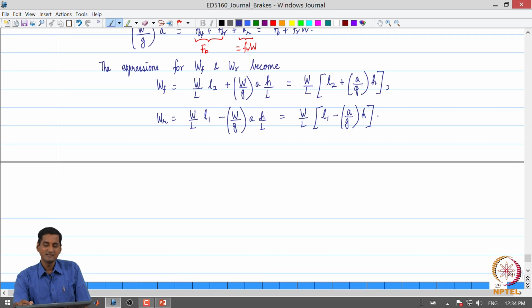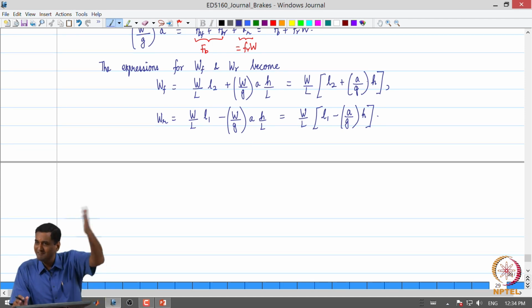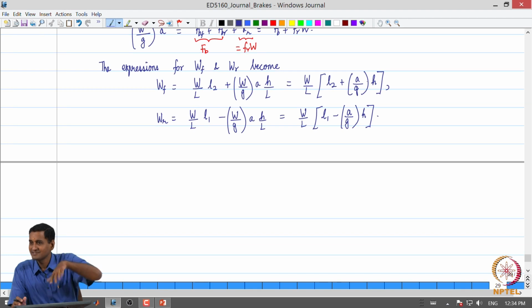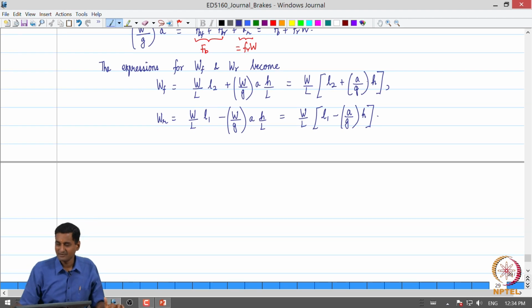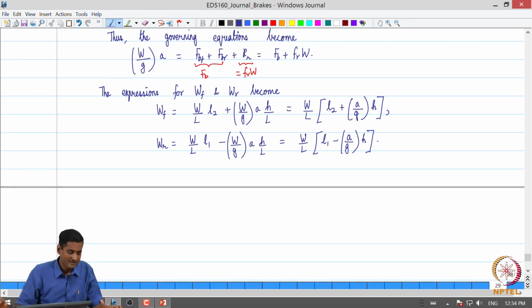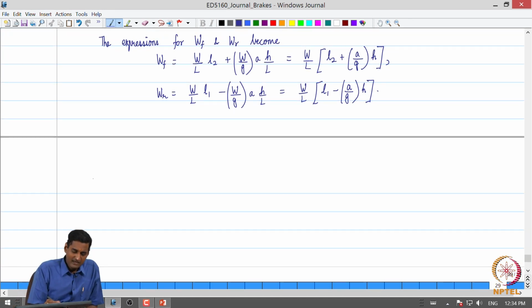Still you see that the height of the CG and wheelbase plays a role, but the level of braking force is reflected through the deceleration A by G, the normalized longitudinal deceleration. So, there we wrote it as FB, here we are writing it as A by G, that is it. So, the equivalent representation.